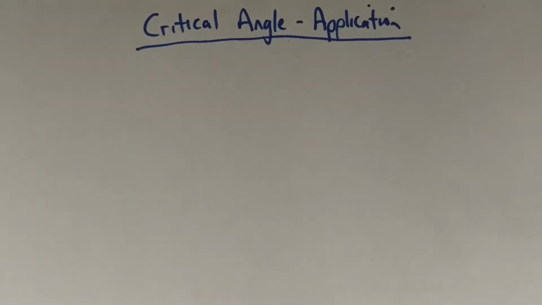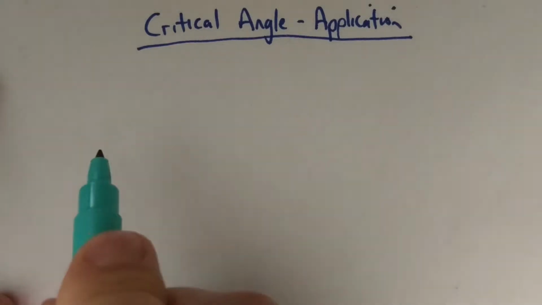Earlier on we derived the critical angle equation, but the key thing is, what's the point of it? What actually happens? Where do we get use from it? Well, we need to understand what happens when our angle of incidence is less than the critical angle, what happens when it's equal to it, and what happens when it's greater than it.